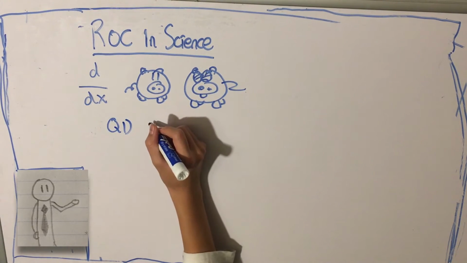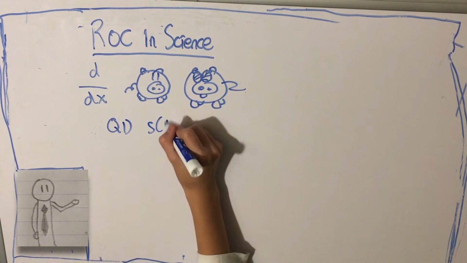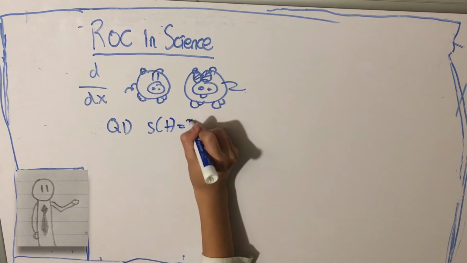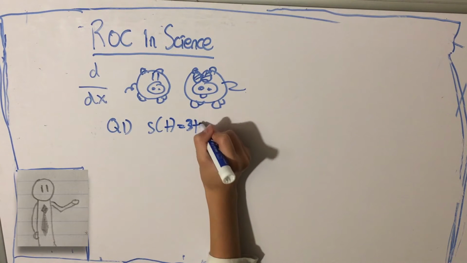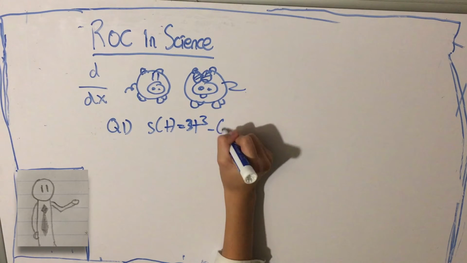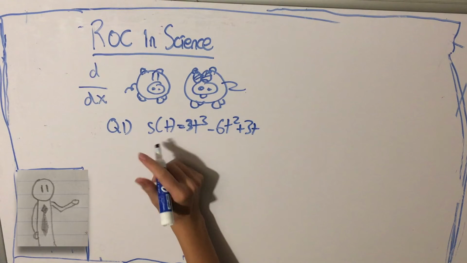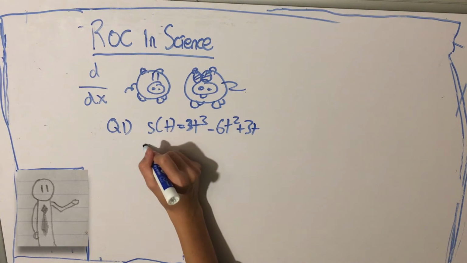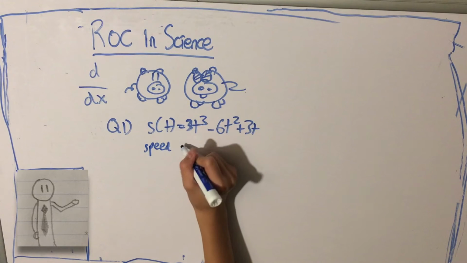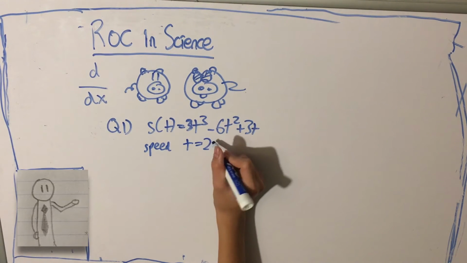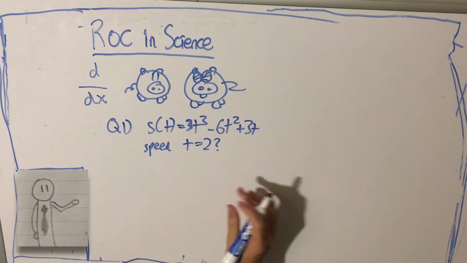A particle moves in such a way that it is s of t equals 3t cubed minus 6t squared plus 3t meters to the right at time t seconds. How quickly is it traveling after 2 seconds?